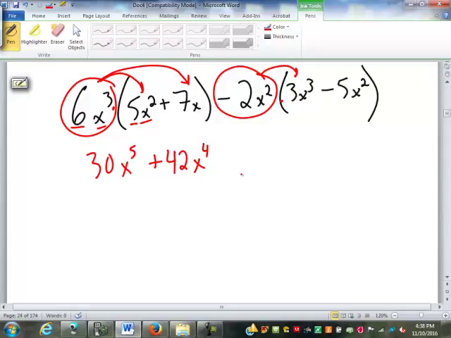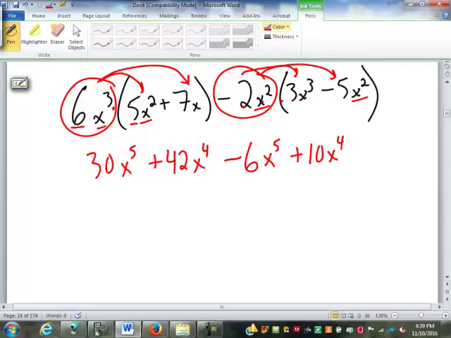So negative 2x squared times 3x to the third. Negative 2 times 3, negative 6. X squared times x to the third, x to the fifth. Negative 2 times negative 5, positive 10. X squared times x squared is, how did you say it, x to the fourth.